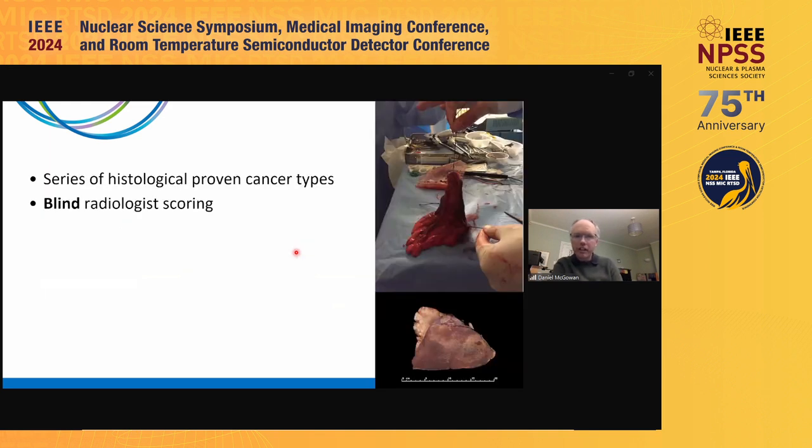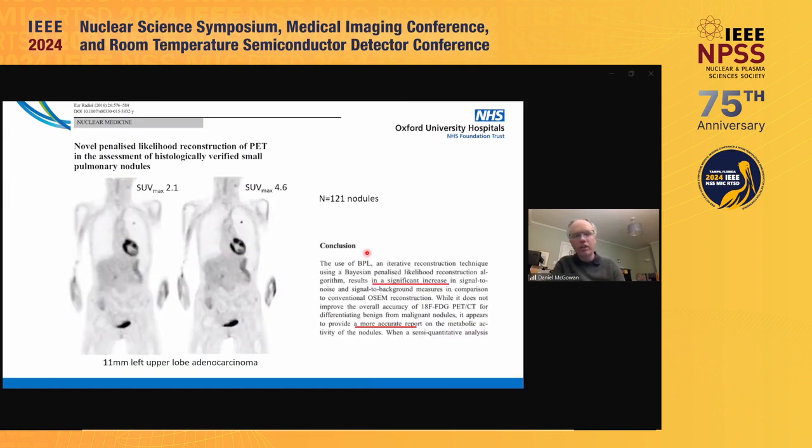So the way we selected our cases, well, we did a range of different histologically proven cancer types. So this is a lung cancer we've taken out to prove it's definitely cancerous. And then all the radiologists were always blinded to whatever the reconstruction was, to make it a fair comparison. So we did a variety of different investigations of this. This is our paper on pulmonary nodules.